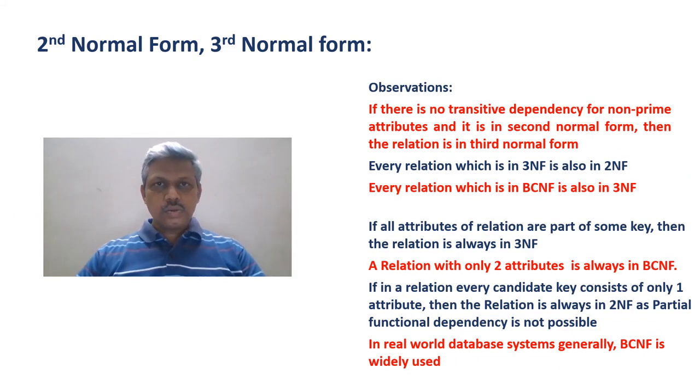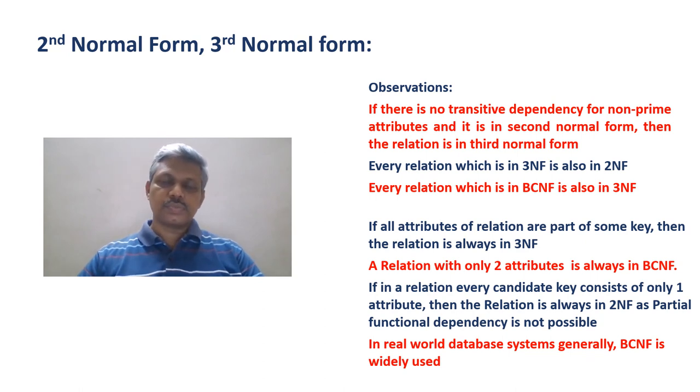So finally, we can conclude that if there is no transitive dependency for non-prime attributes, and if it is in second normal form, we can say that it is in third normal form as well. And two more observations are there. One is, every schema which is in third normal form is definitely in second normal form, because third normal form eliminates the partial dependencies. And every relation that is in BCNF is also in 3NF, because any functional dependency that satisfies either of the two conditions is automatically satisfying one of the three conditions in 3NF, and hence if a schema is in BCNF, it is also in 3NF. So that's how we can establish a relation among the normal forms.